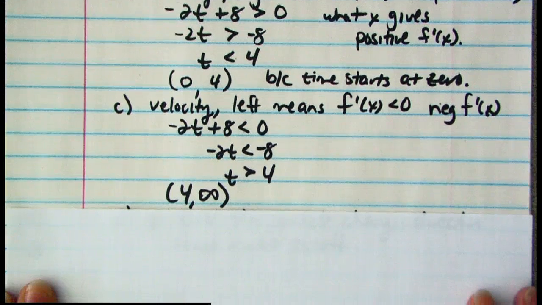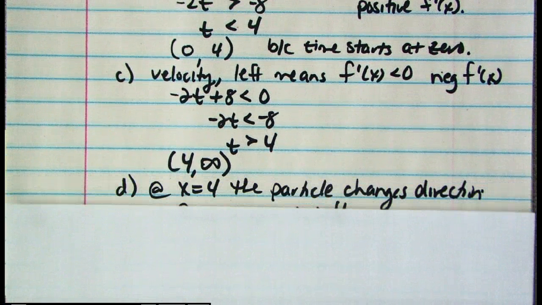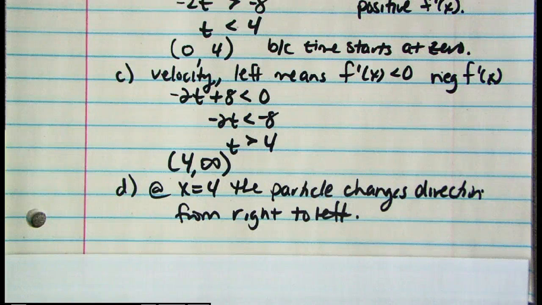D wants to know when the particle changes direction. Well, that's at the critical number, t equals 4. The particle changes direction from right to left.